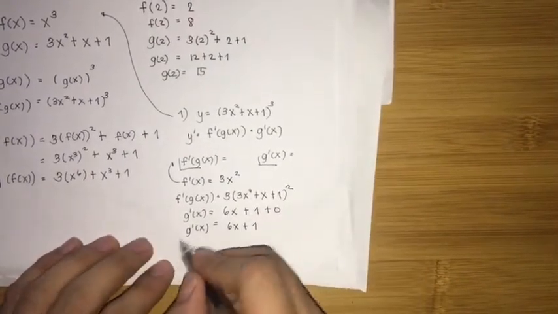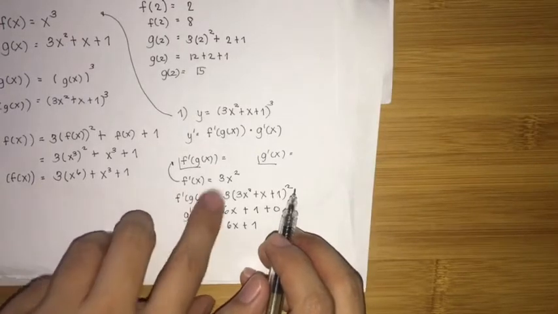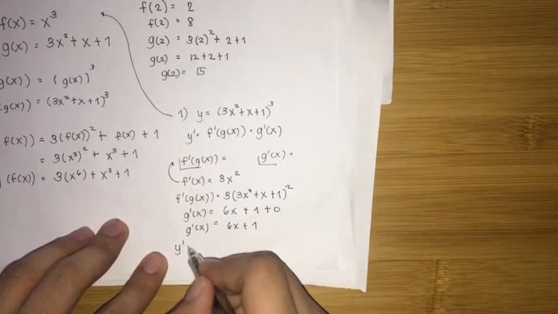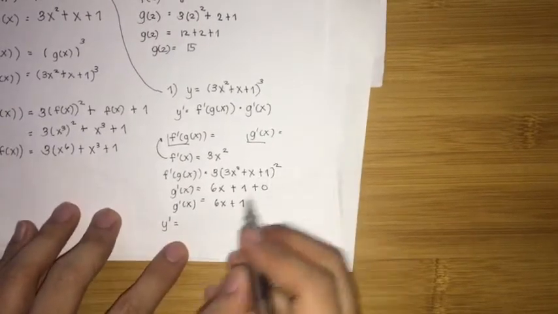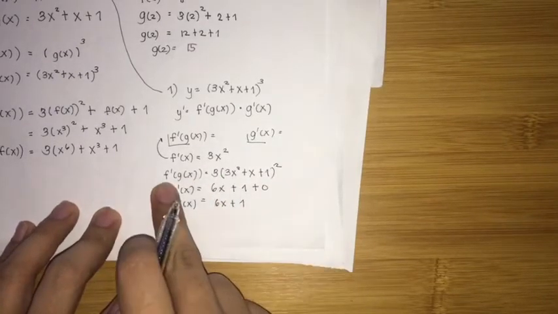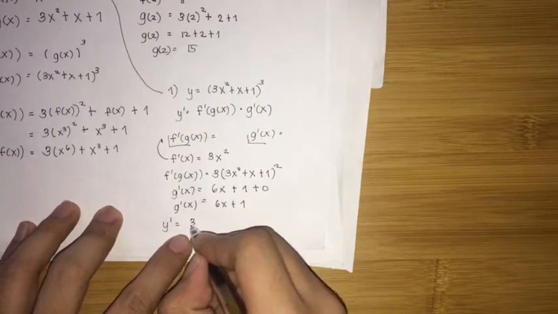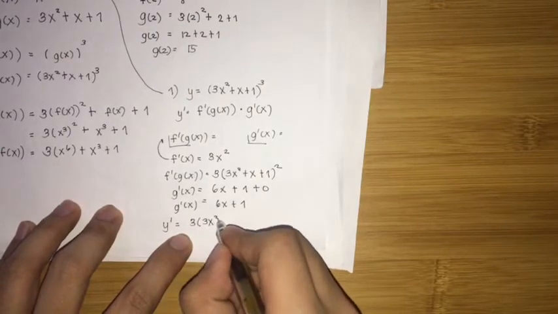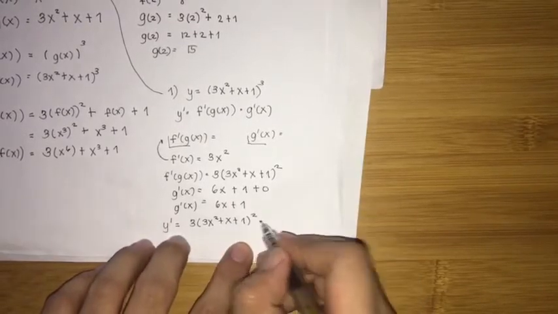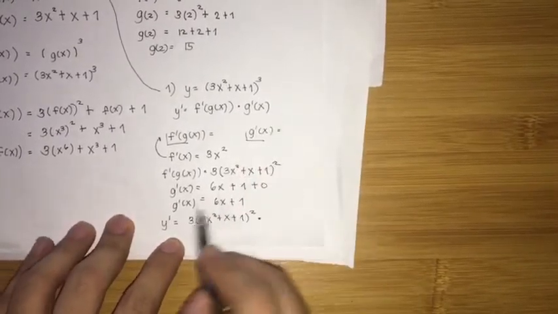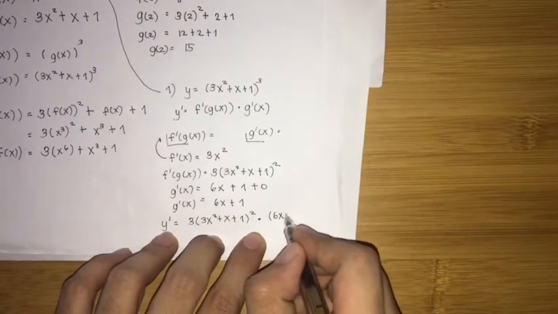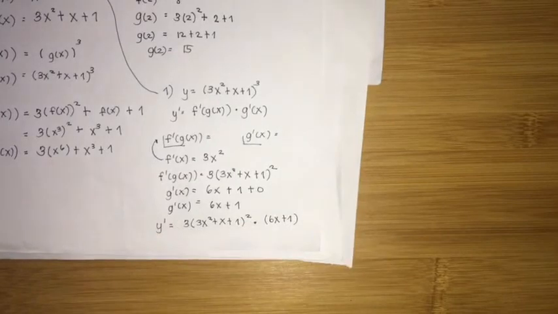So now, kompleto na tayo. May f prime of g of x na tayo at may g prime of x na tayo. So, ita-times lang natin sila para makuha yung final answer na y prime. So, y prime is equal to, ito yung f prime of g of x na 3 times 3x squared plus x plus 1 squared, times ito yung g prime of x which is quantity 6x plus 1. So, yan na.